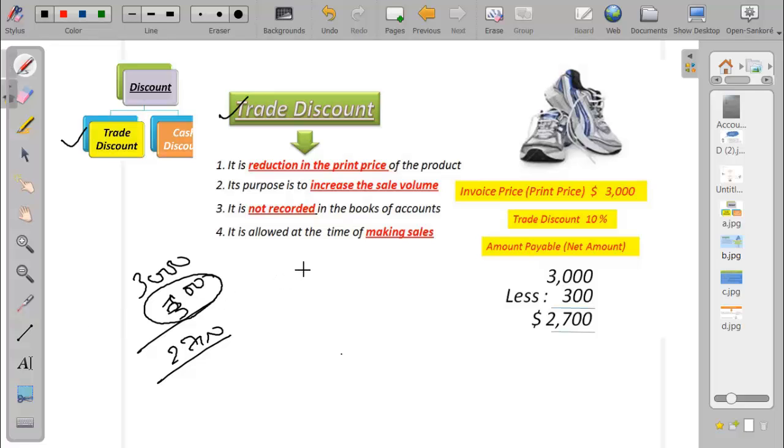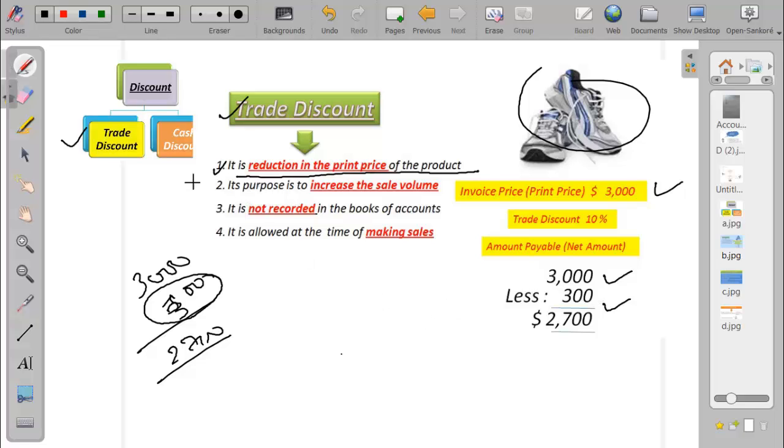Okay. Now you read the first sentence. What is written? It is reduction in the print price of the product. So here the product is shoe and the print price is 3000. Okay, this is the print price, and we offered the trade discount how much? 10%. So 10% of 3000 is 300. Getting my point? So this is called trade discount.